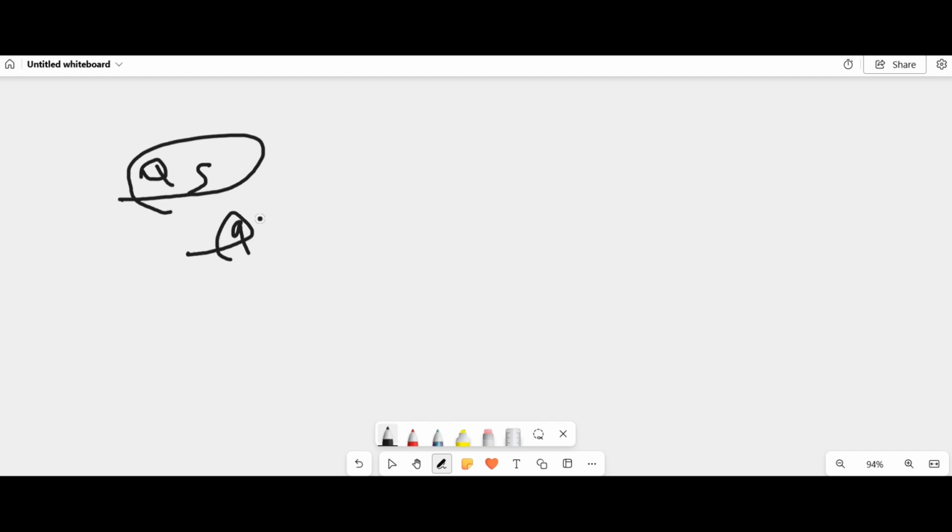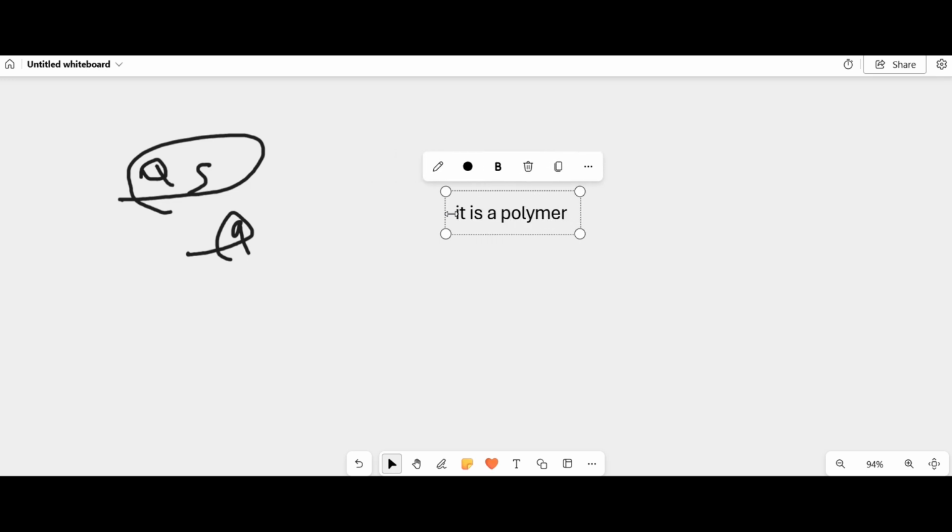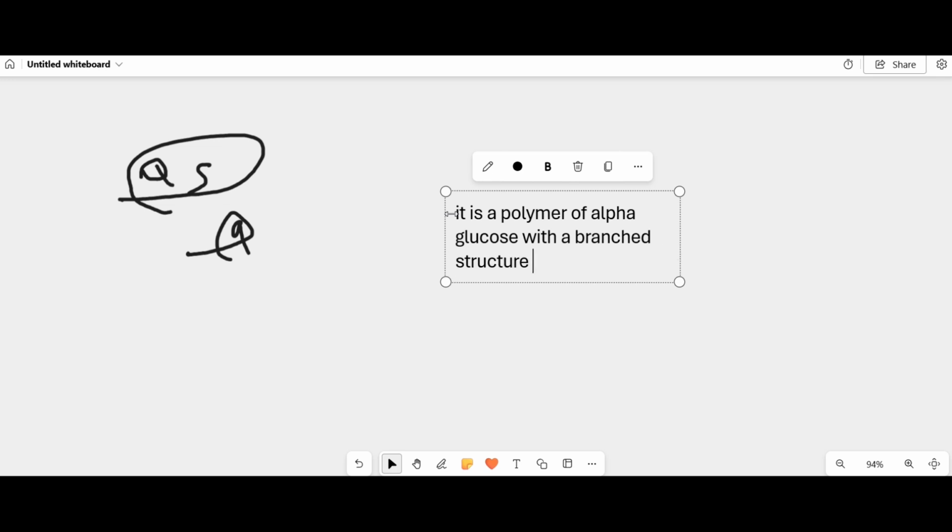So obviously glycogen has certain features. Obviously it's a polymer of alpha glucose. Always when something tells you to describe it, just say what it's a polymer of straight away. Polymer of alpha glucose here, with a branched structure. That's all they need here, because I think it's only 2 marks. Yeah, it's only 2 marks. That's all you really need to say. You don't need to describe anything else.